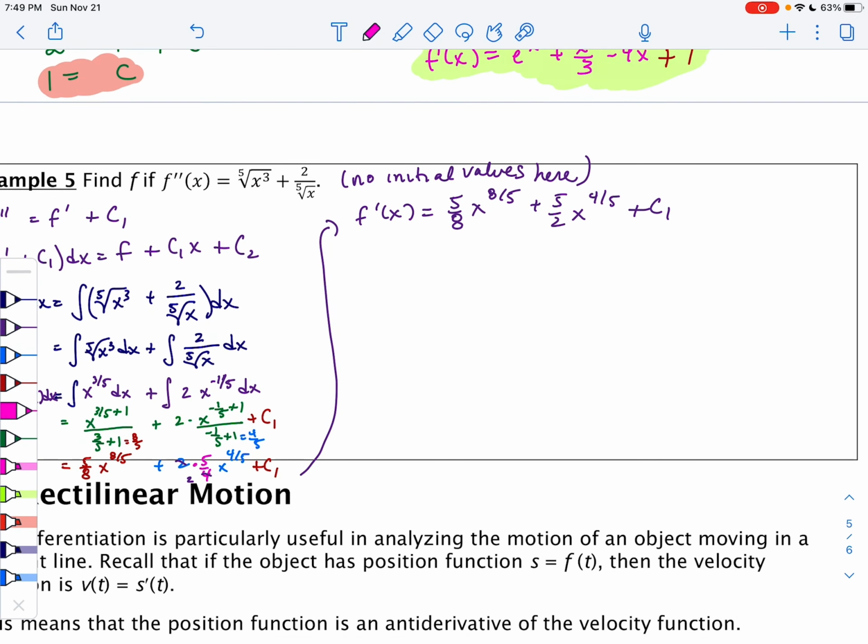Now I'm going to integrate f prime of x dx. That's going to be the integral of 5/8 x to the 8/5 dx, and the integral of a sum is the sum of the integrals.